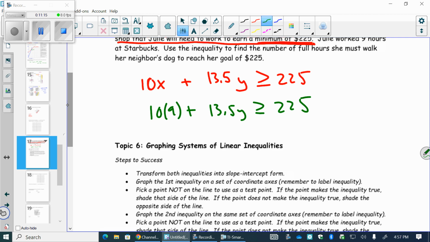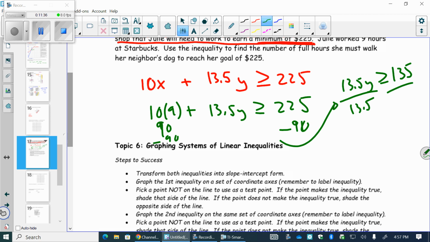10 times 9 is 90. This is 90 here. I'm going to subtract 90 from both sides. And I will get 13.5y is greater than or equal to 225 minus 90, you would get 135. Divide by 13.5, divide by 13.5, and y is greater than or equal to 10. She'd have to work at least 10 hours.